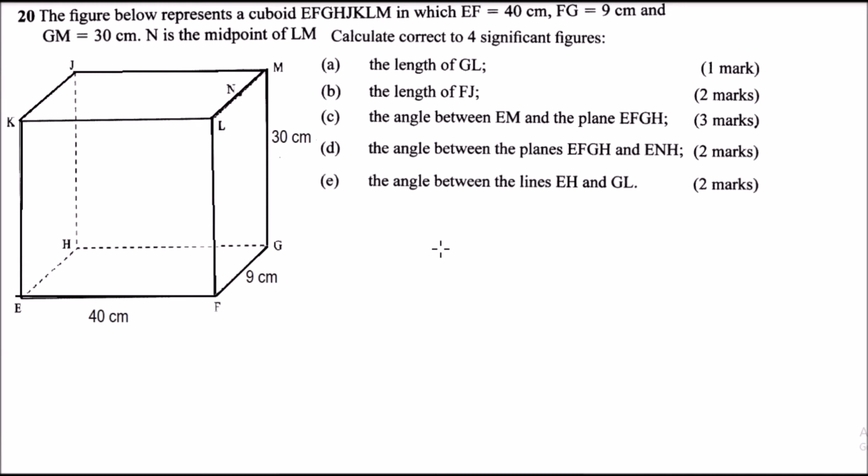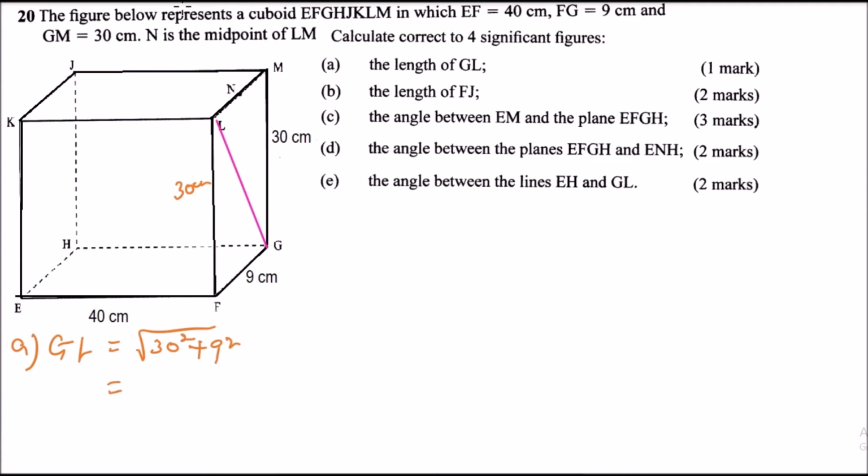So GL, for us to be able to do that, let's draw that line. So that is our GL, and we know MG is equal to 30, so also LF is 30 centimeter. So we can get LG. LGF is a right angle triangle. So to get GL, that is part A, GL is equal to the square root of 30 squared plus 9 squared, we use the Pythagoras theorem.